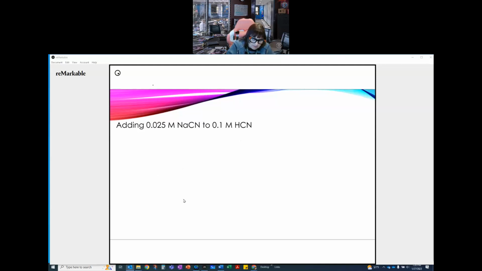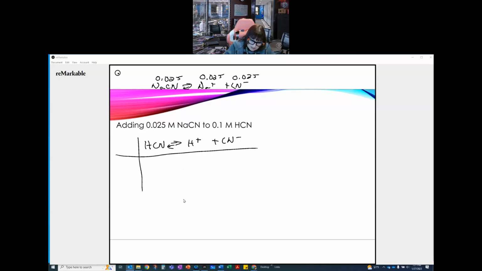bond there. So when the NaCN comes apart to be an Na plus and a CN minus, this concentration is therefore this concentration. And if I'm looking at the HCN coming apart to give me an H plus and a CN minus, our initial conditions for our HCN is 0.1. This CN minus is 0.025. The H plus is assumed to be 0.